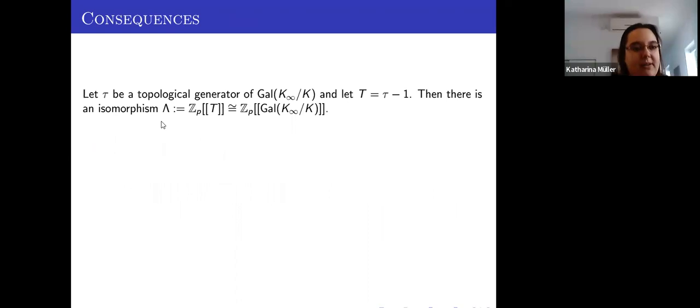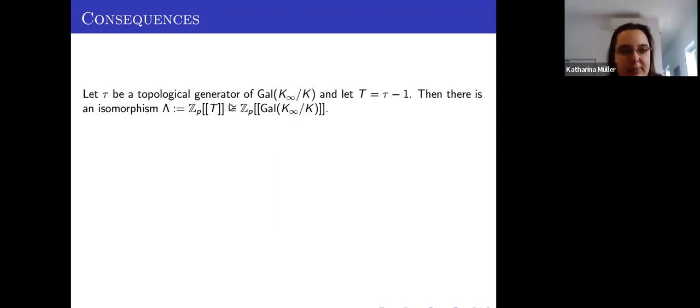And let me explain one simple consequence of this result. I take a topological generator τ of my Galois group K∞ over K, and I set T to be τ − 1. Then I have an isomorphism from the power series ring in one variable T with coefficients in Z_p, which I will call Λ, to the completed group ring of my Galois group.